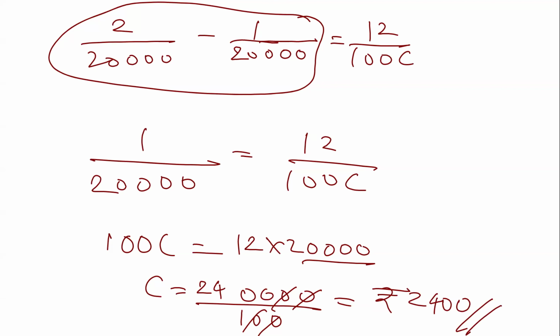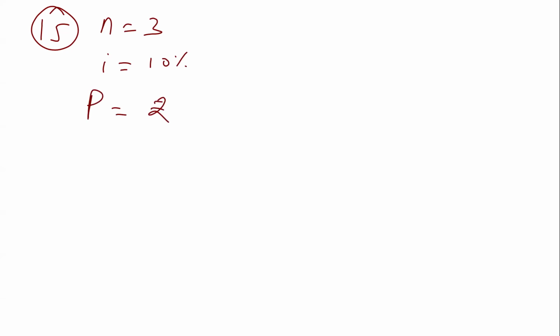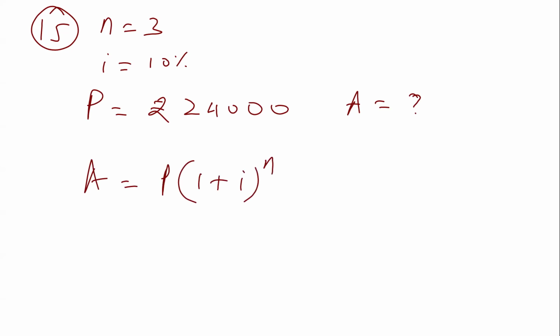Let us go to question number 15 of the exercise, the second last problem. Annuity immediate is paid for 3 years. N is equal to 3 years, 3 installments, I is equal to 10%. Then present value P is rupees 24,000. What should be the accumulated value? They're asking A, after 3 years. So A is equal to P (1 plus I) raised to N. This is the compound interest formula.